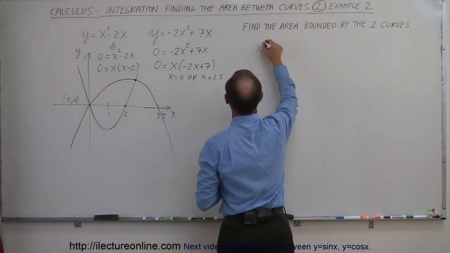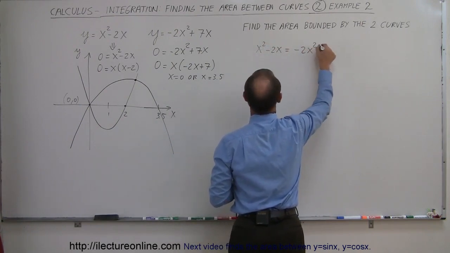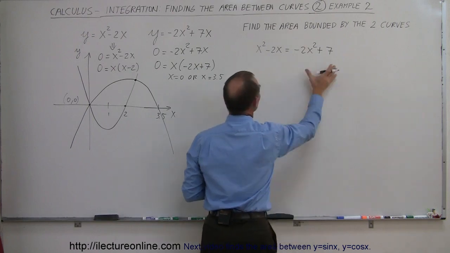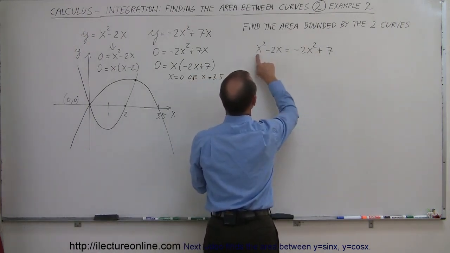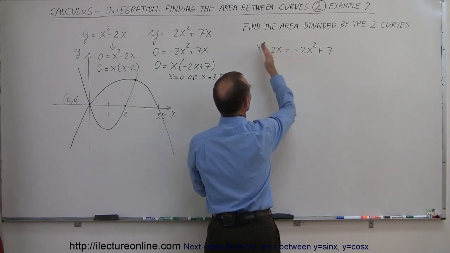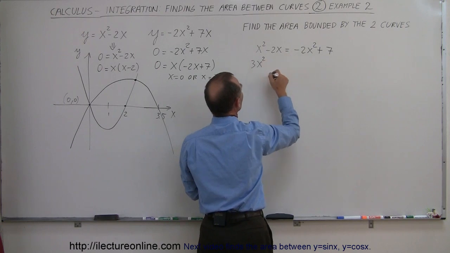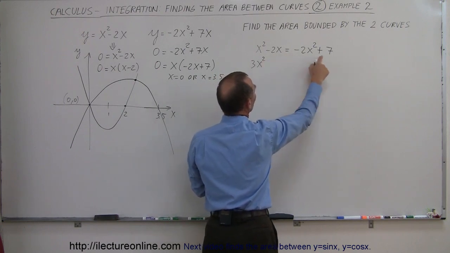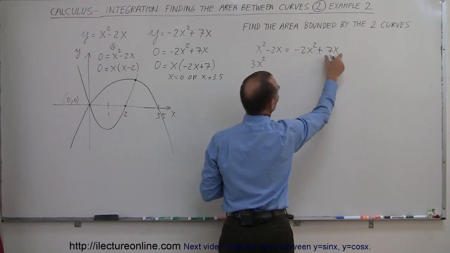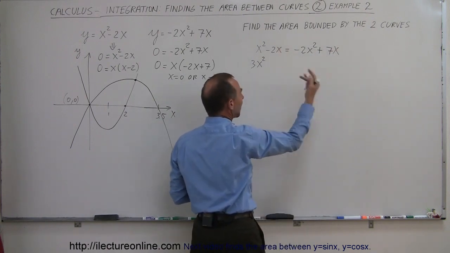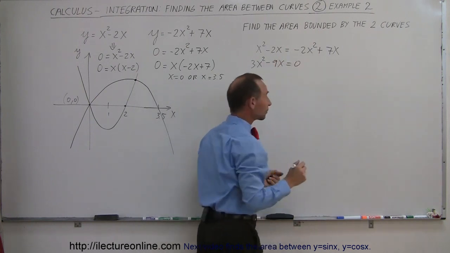So we have x squared minus 2x is equal to minus 2x squared plus 7. Moving everything over to one side, let's move the right side to the left side. So we have x squared plus 2x squared, because when we move across the equal sign, that becomes positive. So we get 3x squared and minus 2x. Oh, did I forget an x? I certainly did. It should be 7x. So when I bring the 7x across the other side, that becomes a minus 7x. So for a total of minus 9x equals 0.